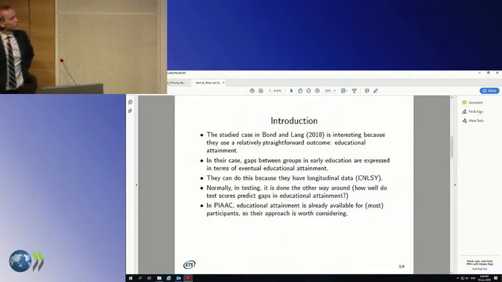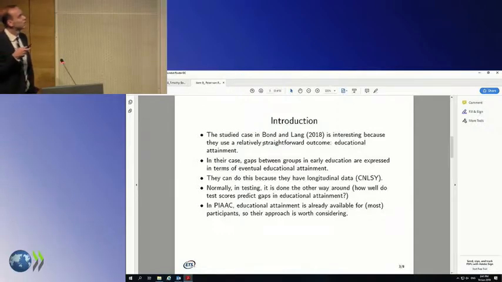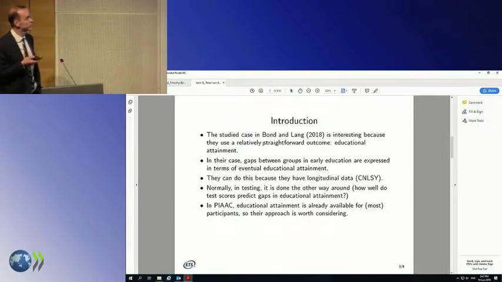So, a little bit about the paper. In the last paper, they use a relatively straightforward outcome, educational attainment, and they use gaps between groups in early education, and they express them in terms of eventual educational attainment. And they can do this because they have longitudinal data. Whereas in psychology or in education, normally you don't have the eventual outcomes.